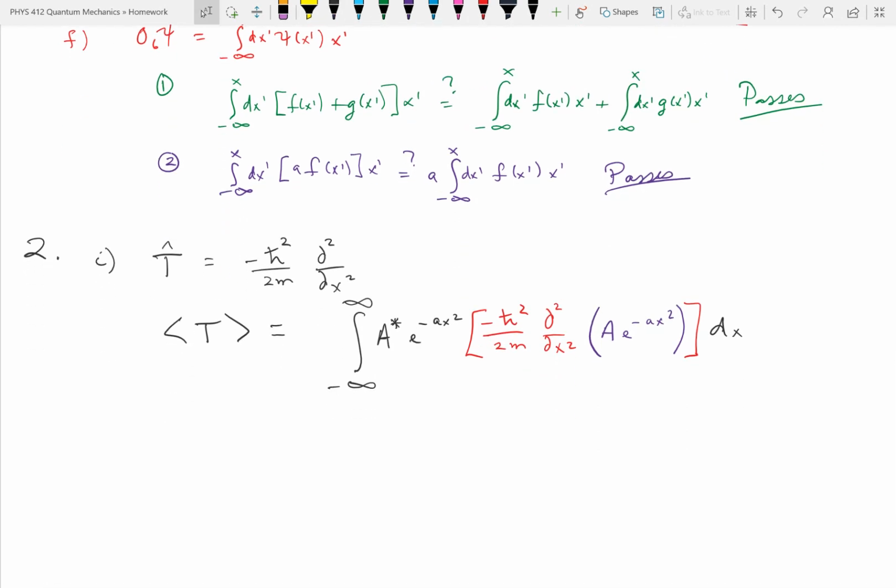Now, one quick question. Since negative h bar squared over 2m is part of our operator, but since that's a constant, can we still pull that out? Sure. Just because I guess that's something I've been used to doing.